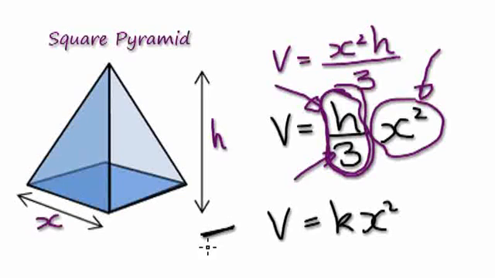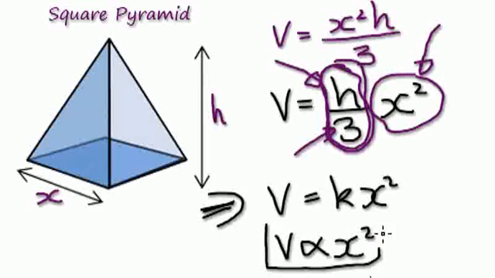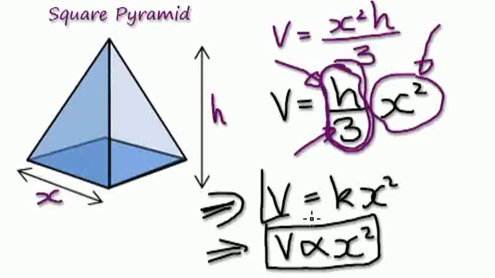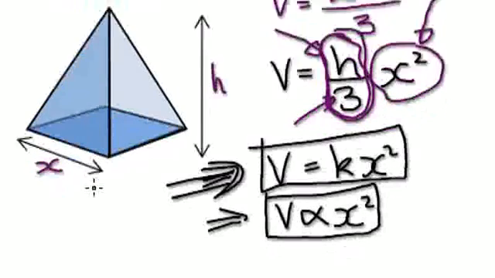Now when you are here, you can actually make the statement V is proportional to x squared. So this here is your relationship: the volume of this shape is proportional to the square of x. Okay, so now once you've got this, you can answer the second question. What would happen when we increase x by threefold?